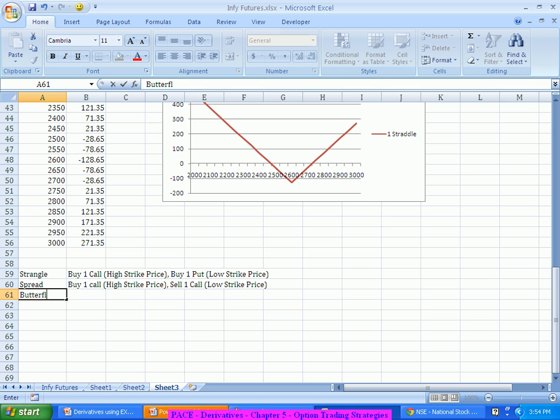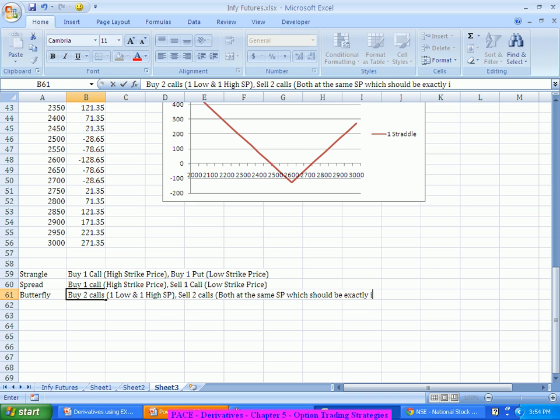Or probably I'll have one more most common strategy called the butterfly strategy, where we say buy one call low, or buy two calls, one low and one high strike price, sell two calls, both at the same strike price, which should be exactly in between the two buy prices.